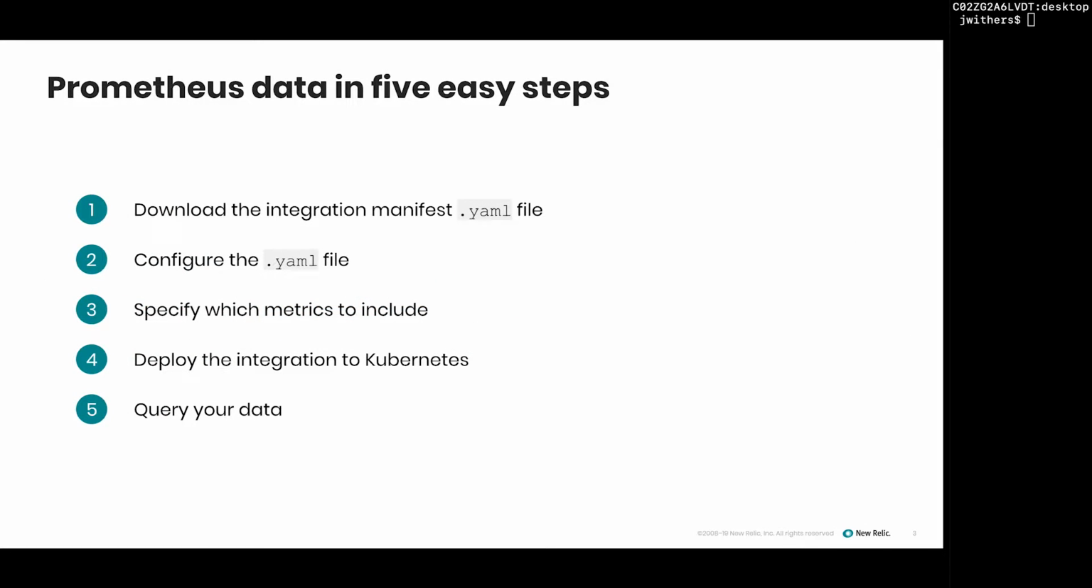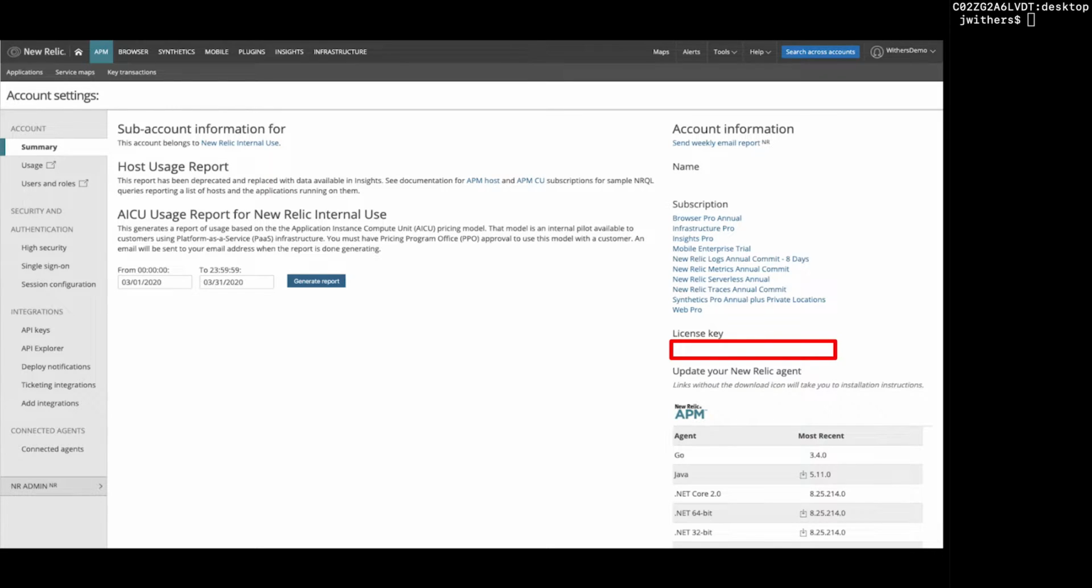We'll download the YAML file. We'll configure it with two required fields. And then optionally, we can specify specific metrics to include or exclude. We'll deploy that integration to Kubernetes, and then we'll query the data. Now to do this, you're going to need your license key. I've covered mine up for security reasons, but here's where you can find yours.